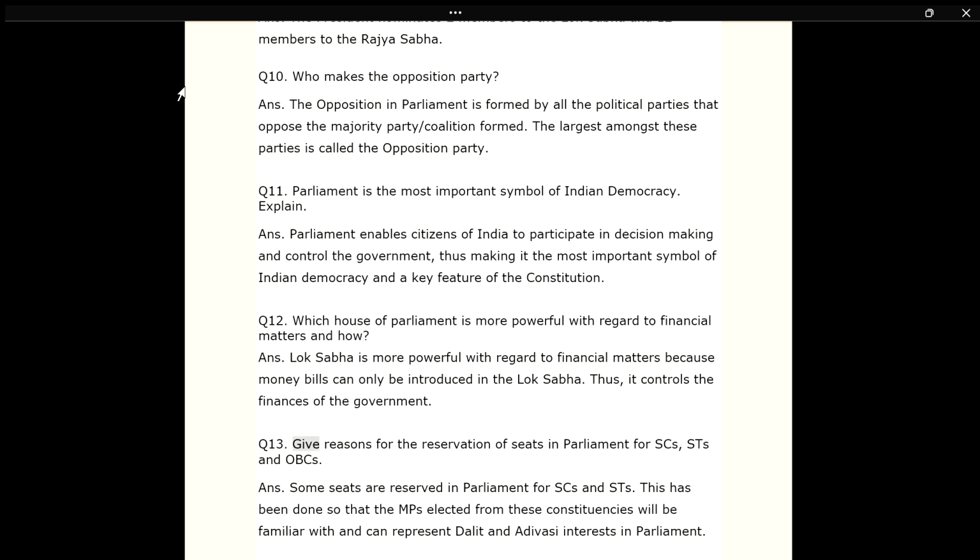Q13. Give reasons for the reservation of seats in Parliament for SCs, STs and OBCs. Ans. Some seats are reserved in Parliament for SCs and STs. This has been done so that the MPs elected from these constituencies will be familiar with and can represent Dalit and Adivasi interests in Parliament.